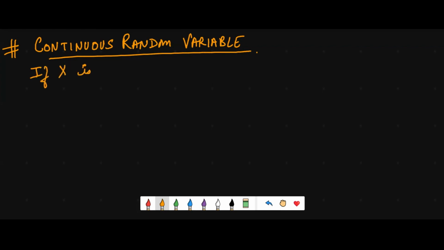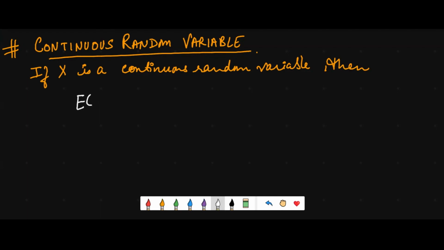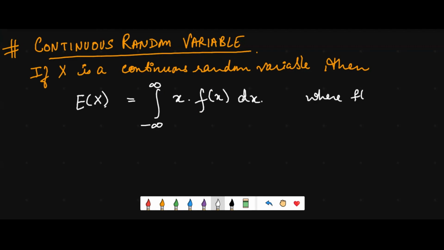So if x is a continuous random variable, then the expectation of x is defined as, where fx is the PDF, the probability density function, as we all know.